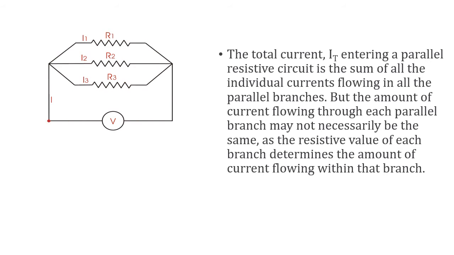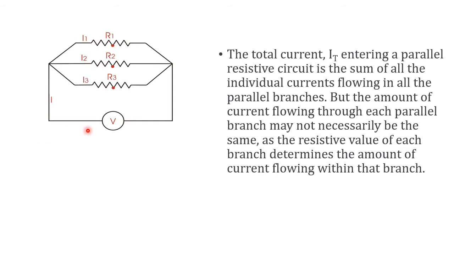The total current I entering a parallel resistive circuit is the sum of all the individual currents flowing in all the parallel branches. But the amount of current flowing through each parallel branch may not necessarily be the same, as the resistive value of each branch determines the amount of current flowing within that branch.